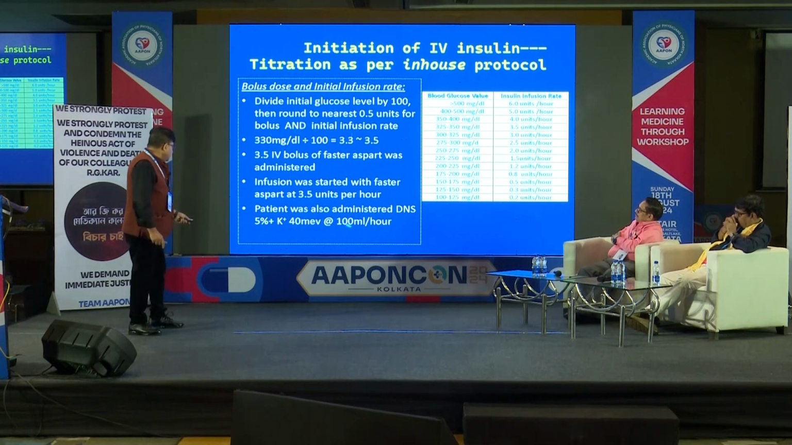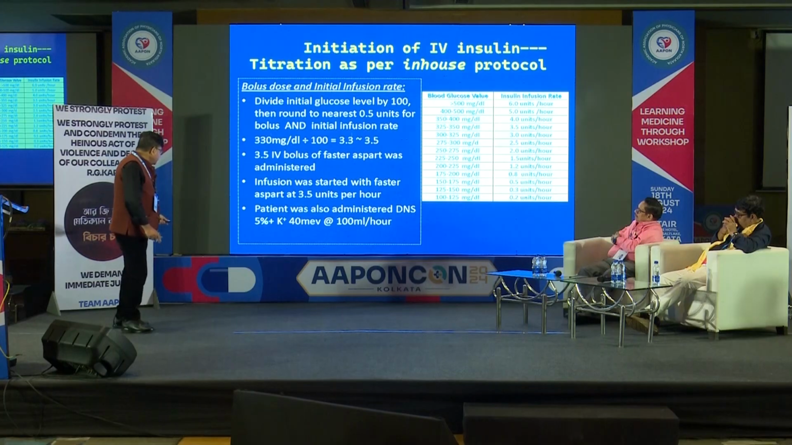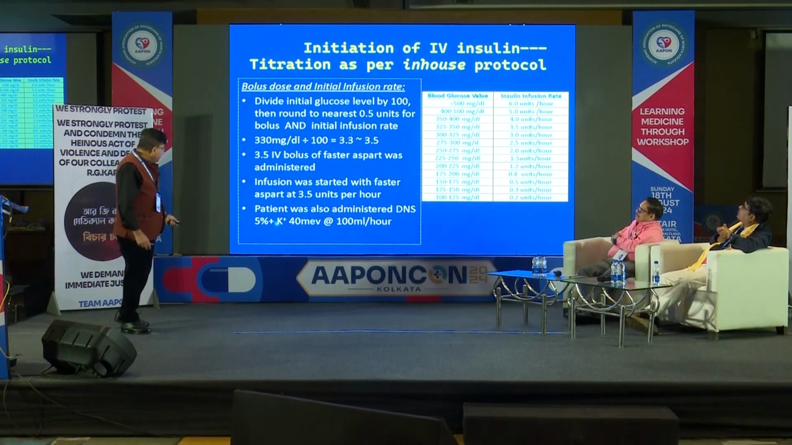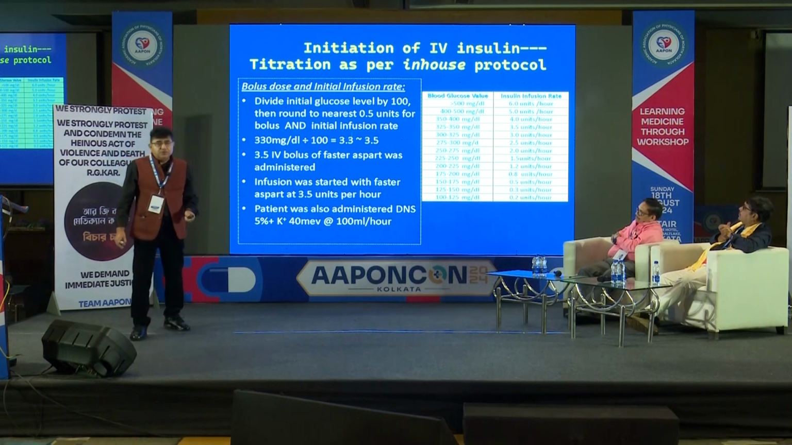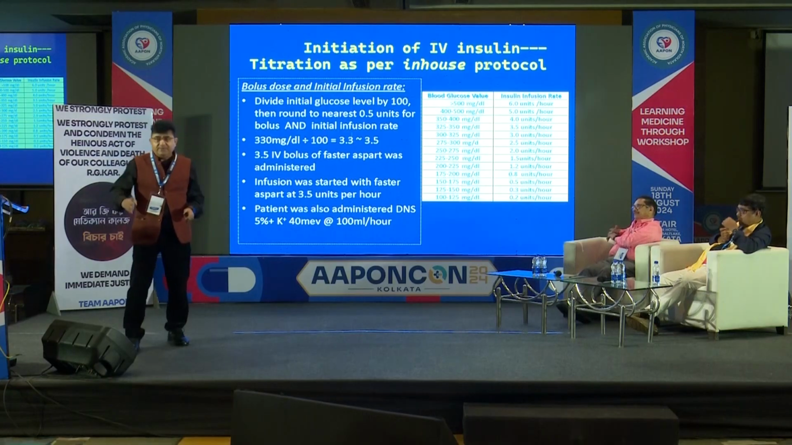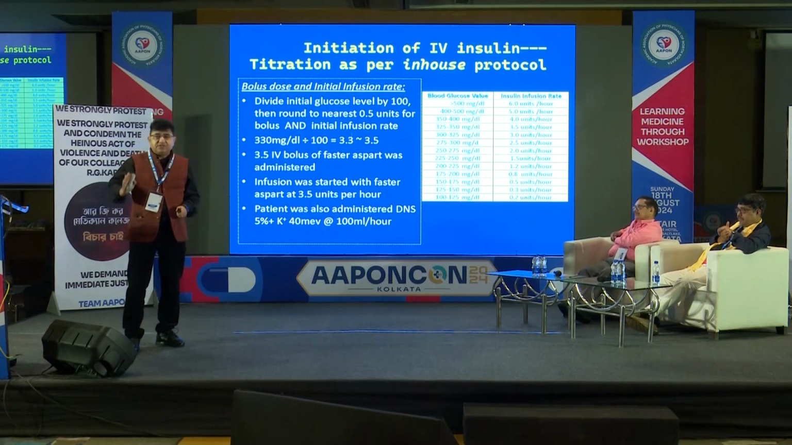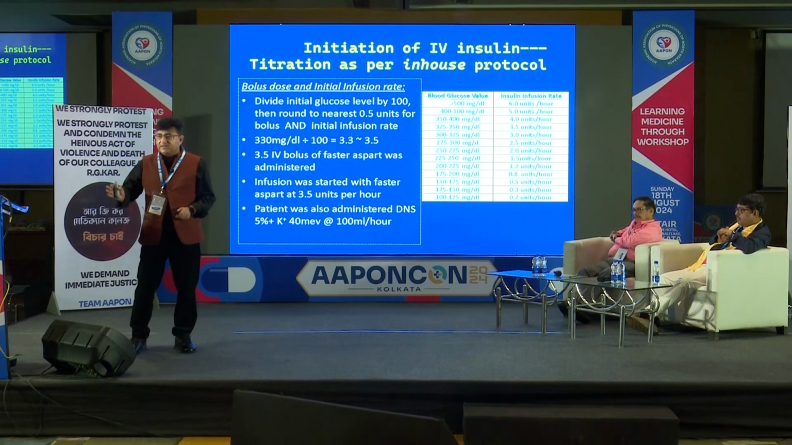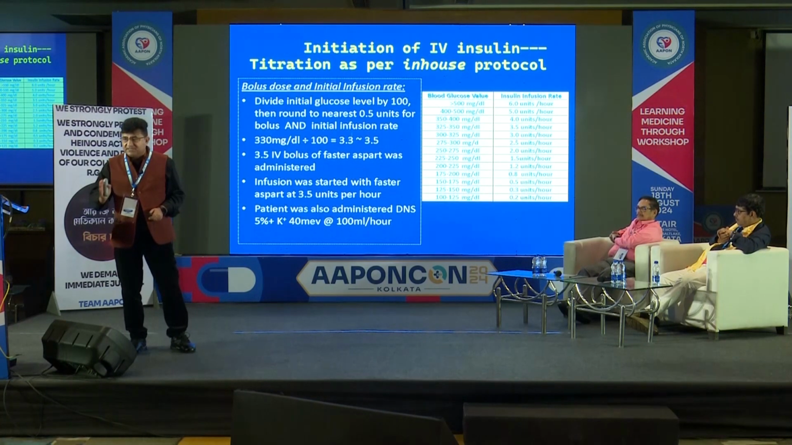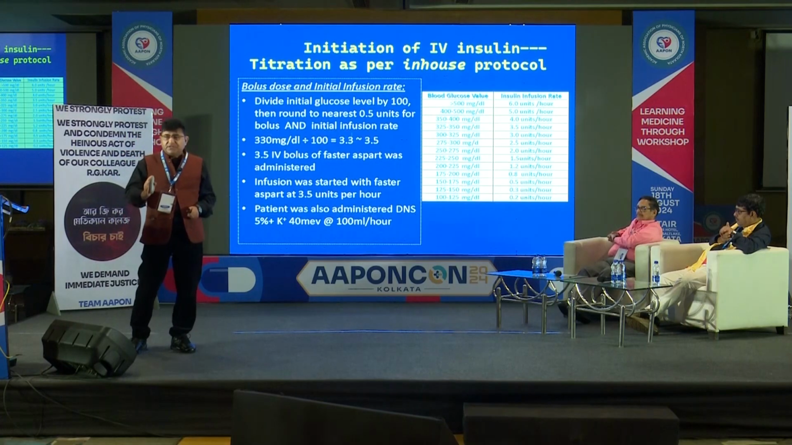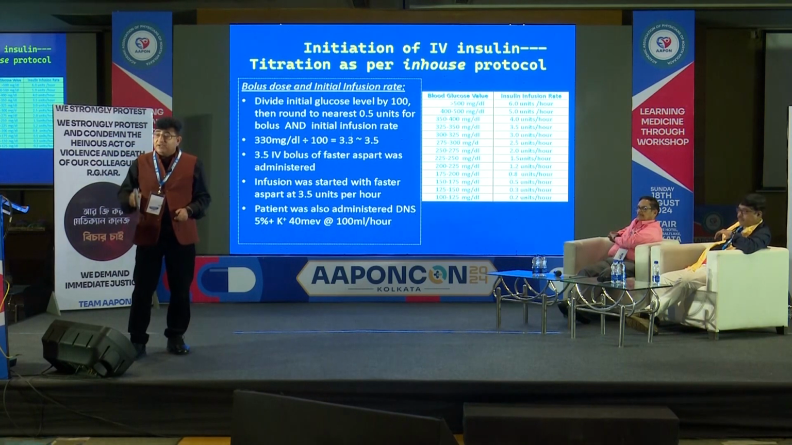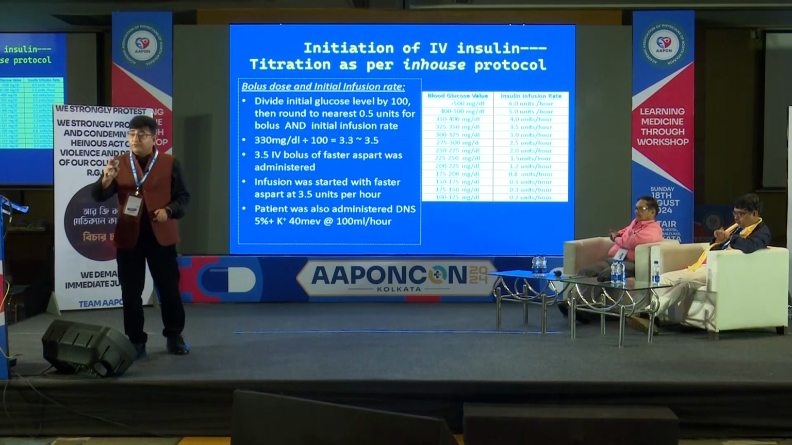period. Patient was also administered DNS 5% and potassium 40 milliequivalent at 100 ml per hour, that is for the support. And why potassium? Any patient who is on IV insulin, if the patient doesn't have anuria, if the patient does not have high creatinine indicating CKD, you must give potassium. Especially patients who are admitted with acidosis must be given potassium even at a serum potassium level of 4.5.